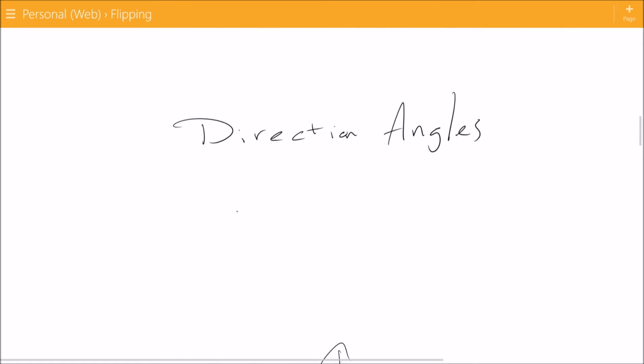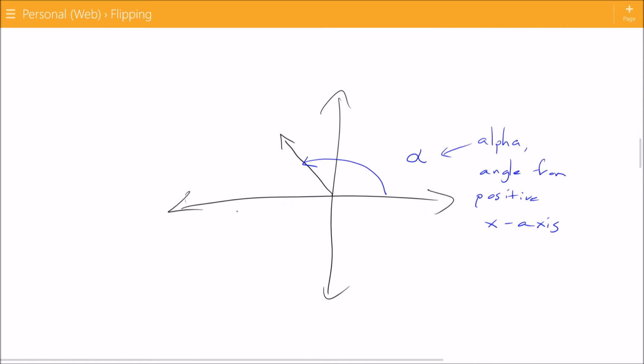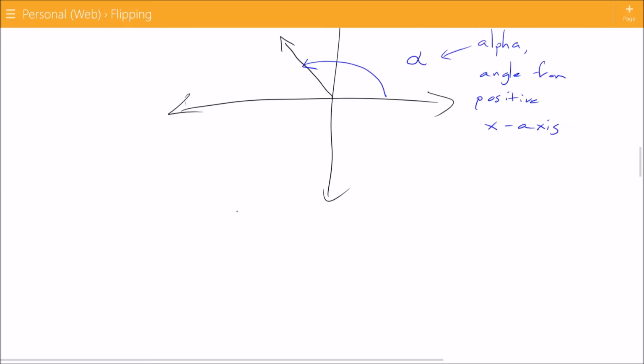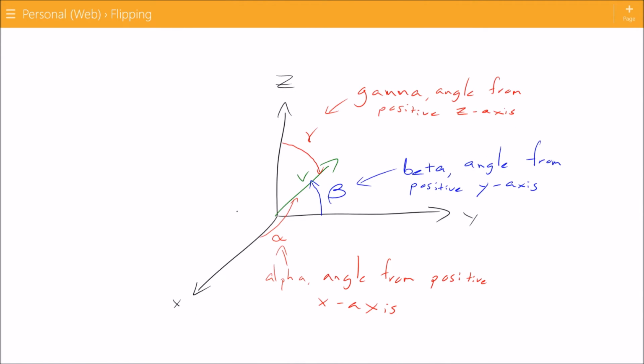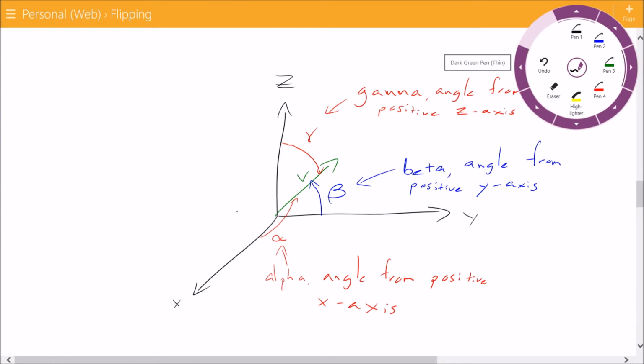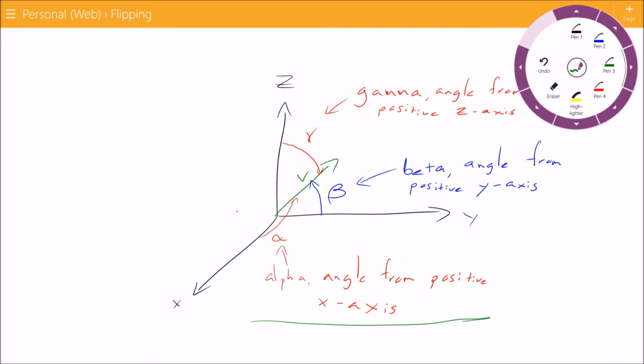Let's look at direction angles. This is similar to what we've already done. So far, we've looked at the angle of a vector from the positive x-axis, and we've called that alpha. That's really been the main thing that we've done so far. We're going to build a little bit on that now. What we will do is look at three directions that the vector is going in. Here is our original alpha down here.